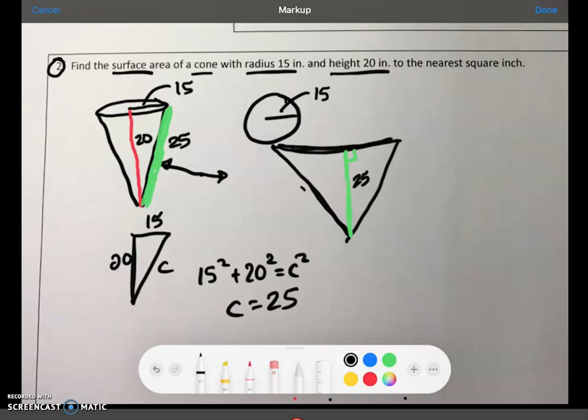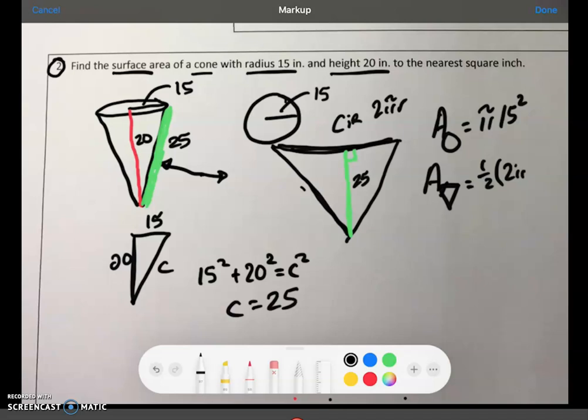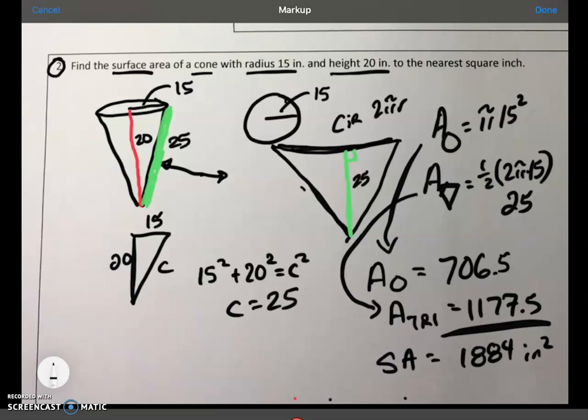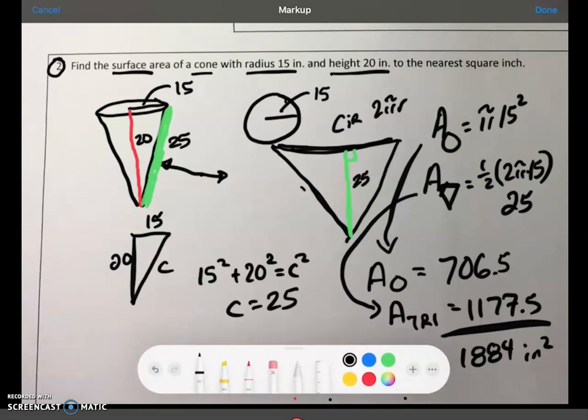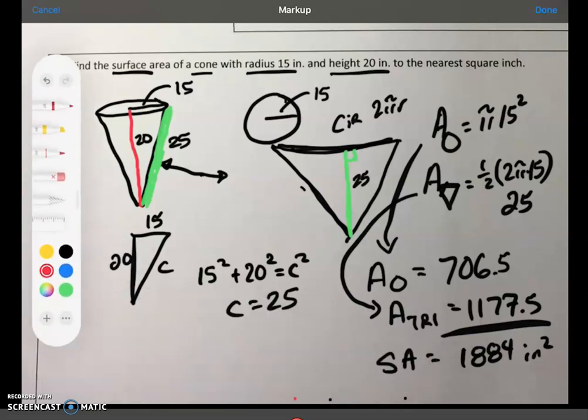This is the circumference again, which is 2 pi r. And so the area of the circle is pi times 15 squared. The area of the triangle is 1/2 base times height. The base is the circumference, and the radius is 15 on that, times the slant height, which is green, which is 25.